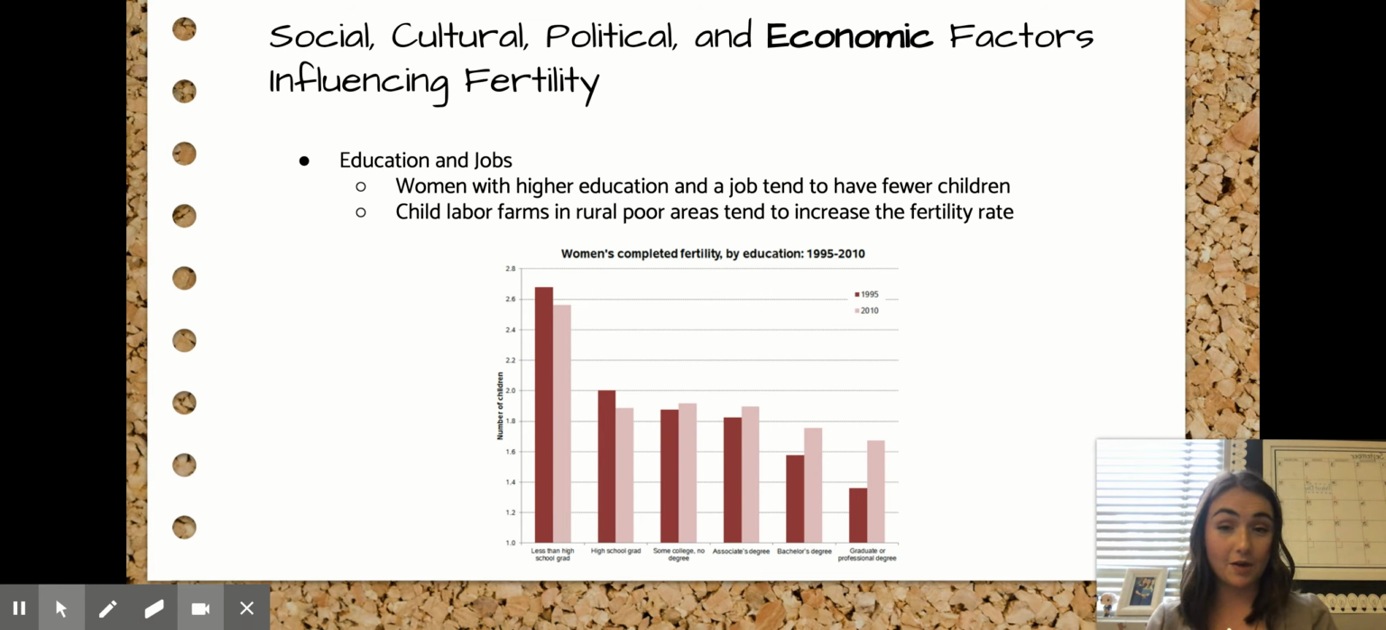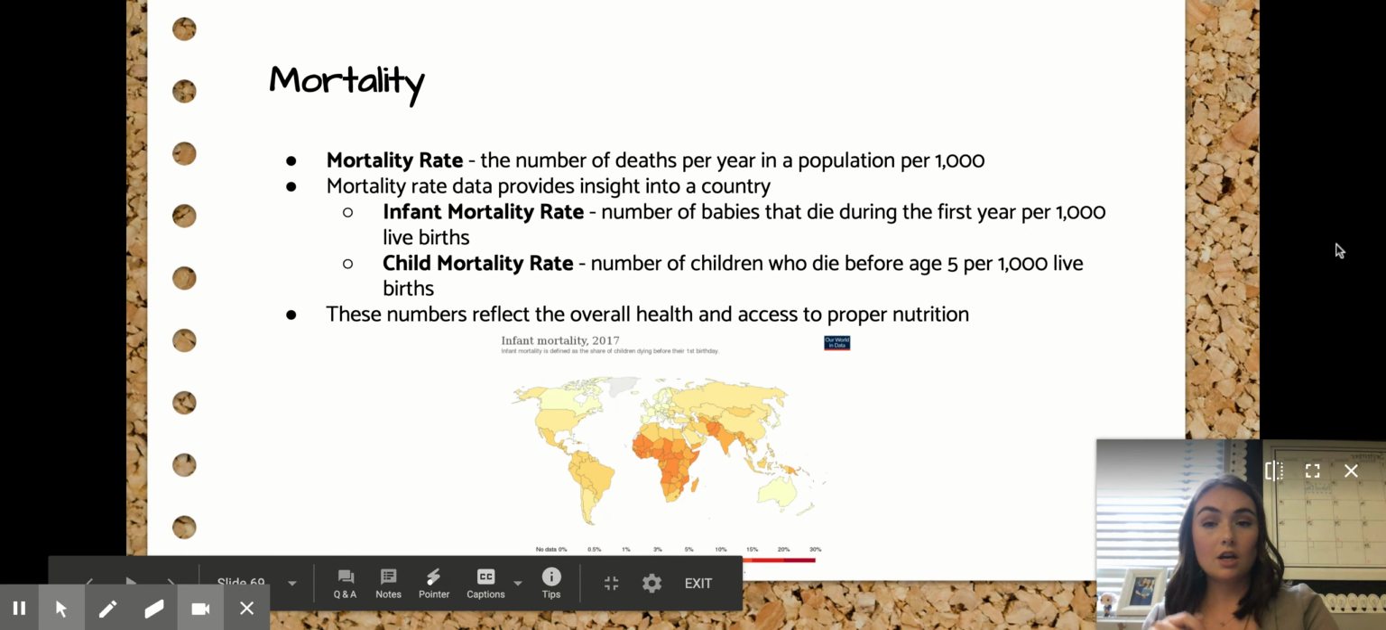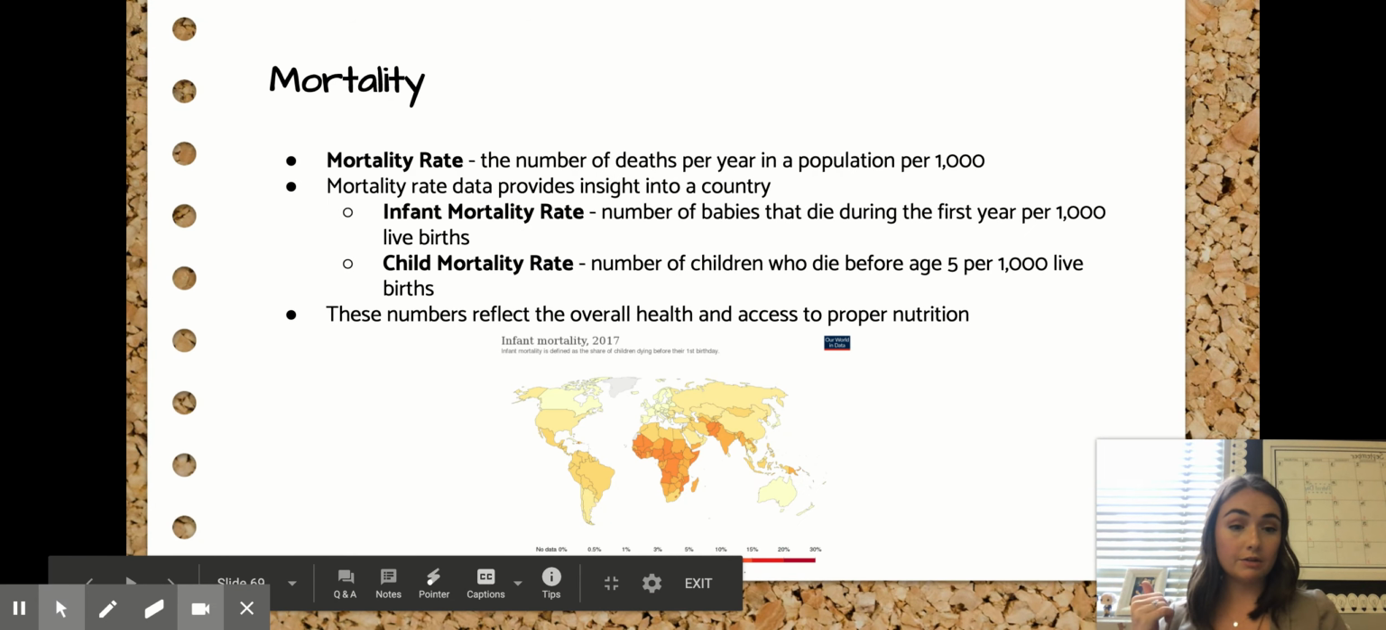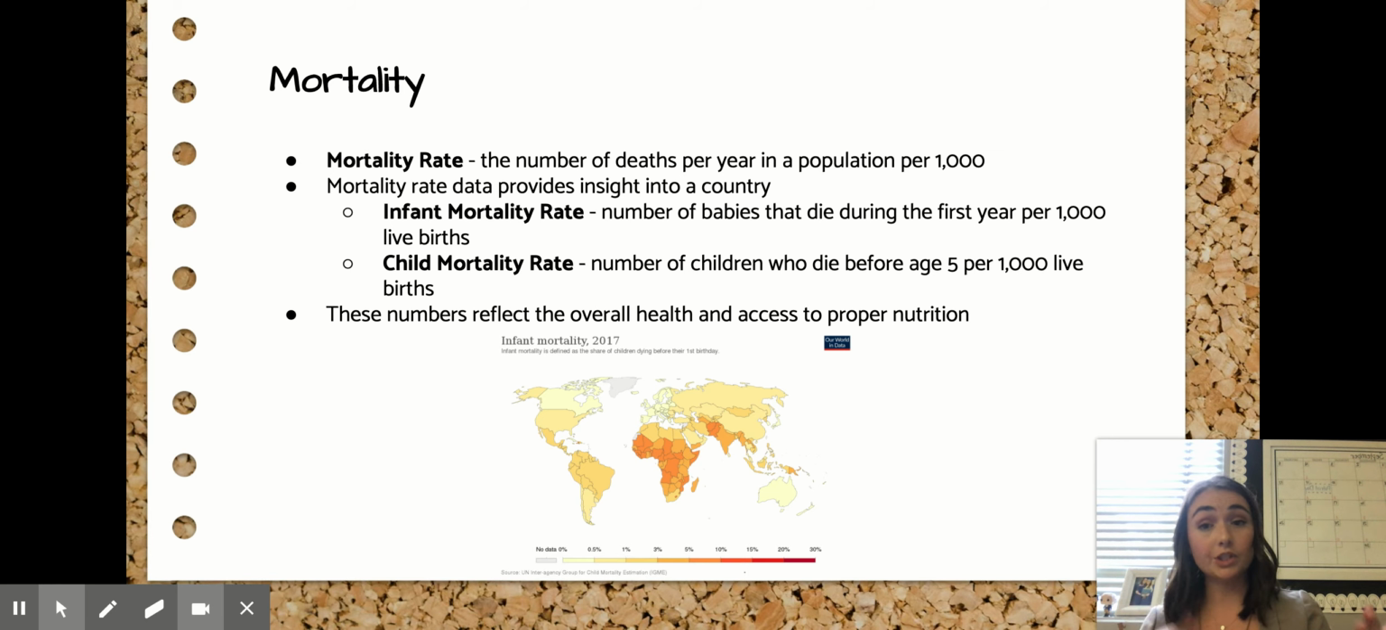Industrialization. That we have in developed countries. So, economic factors influencing fertility. All right, so we talked about fertility. We're now going to talk about mortality, which is the exact opposite. So fertility is births, mortality are deaths.